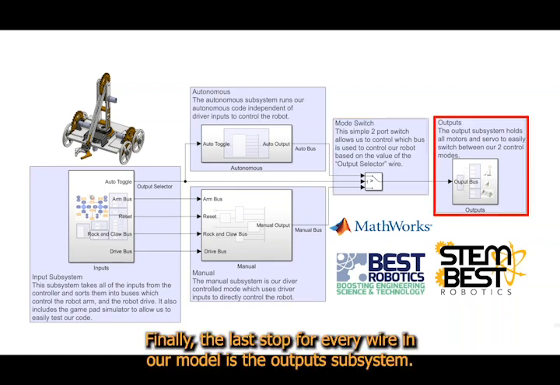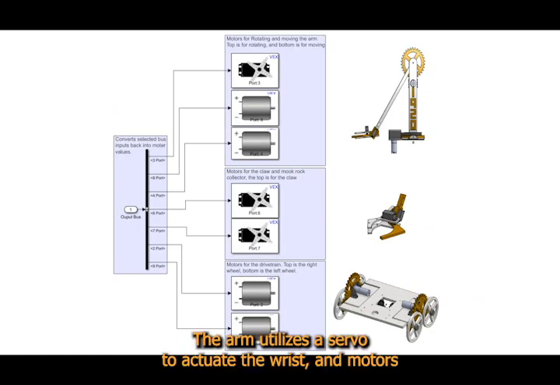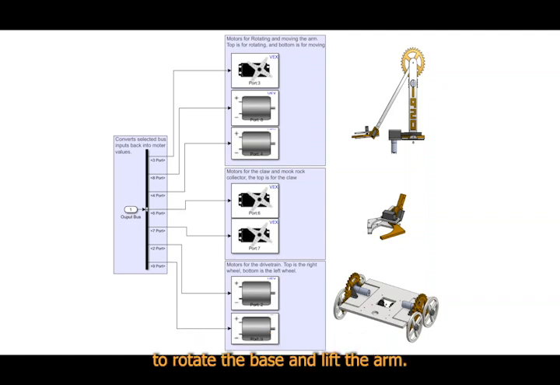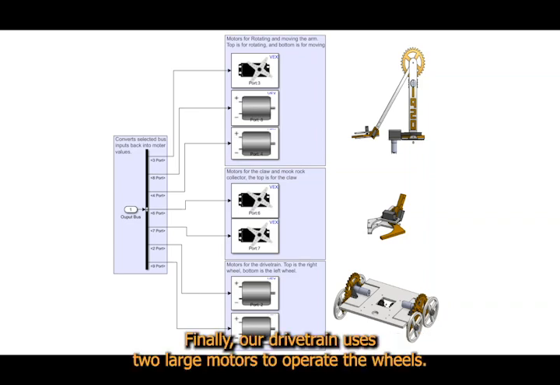Finally, the last stop for every wire in our model is the output subsystem. Here, the inputted bus is split by port and grouped by function. The arm utilizes a servo to actuate the wrist and motors to rotate the base and lift the arm. The 2 other servos are used to actuate the claw and rock collector. Finally, our drivetrain uses 2 large motors to operate the wheels.